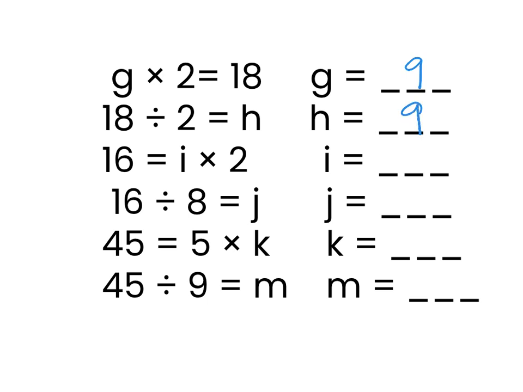16 equals I times 2. Again, just switching up the order, still working with facts that you should know. I there would be 8, because 8 times 2 equals 16. 16 divided by 8 equals J, so J would be equal to 2. 45 is equal to 5 times, well, K equals 9 in that case, and 45 divided by 9 equals M, so M is equal to 5. Good work, and you are finished with this fluency here.